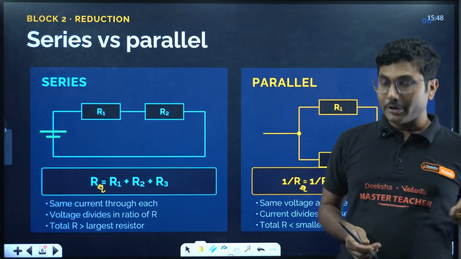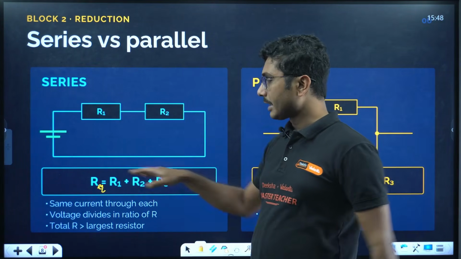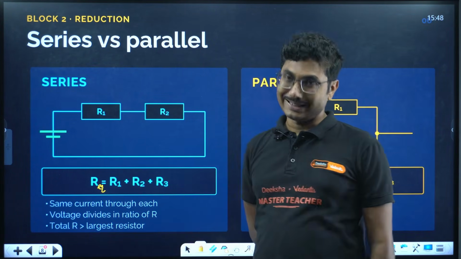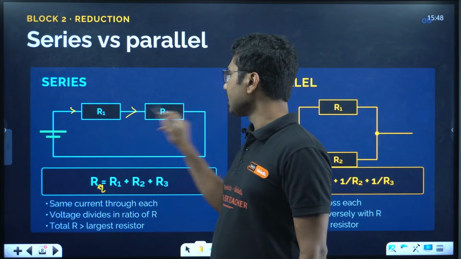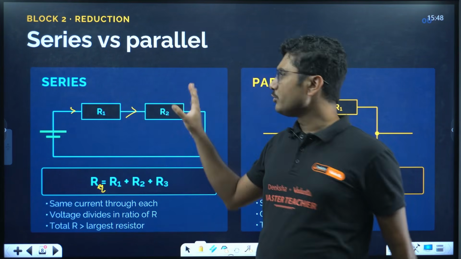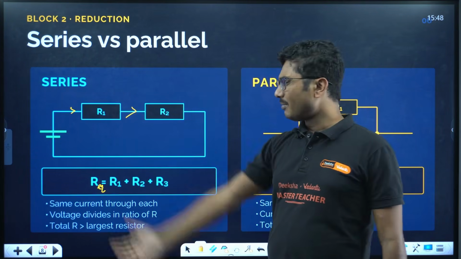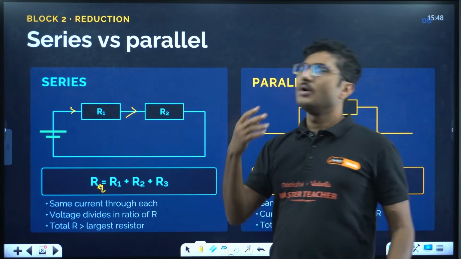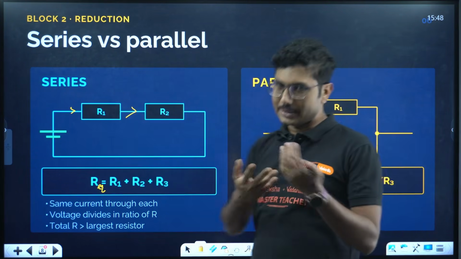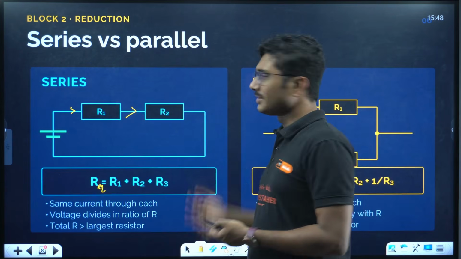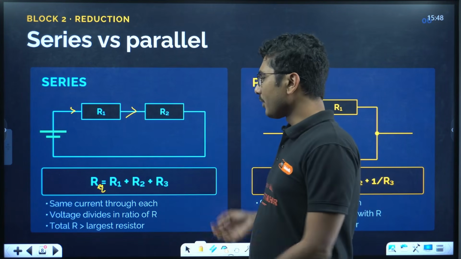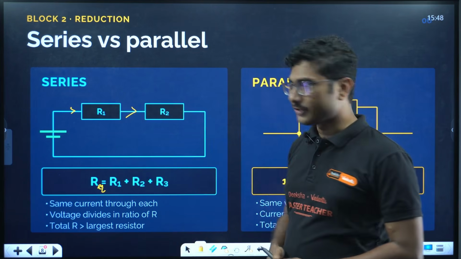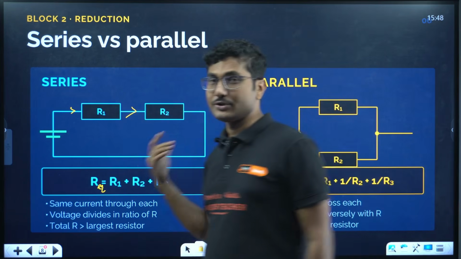Now a few important things about series circuits: the same current flows through the circuit. Whatever current is passing through this, the same current will pass through this. Instead of showing multiple resistors, I have shown only 2; please forgive me if you wonder where the third resistor is. It is in series, in the same order; I have not shown it. Voltage divides in the ratio of resistances.